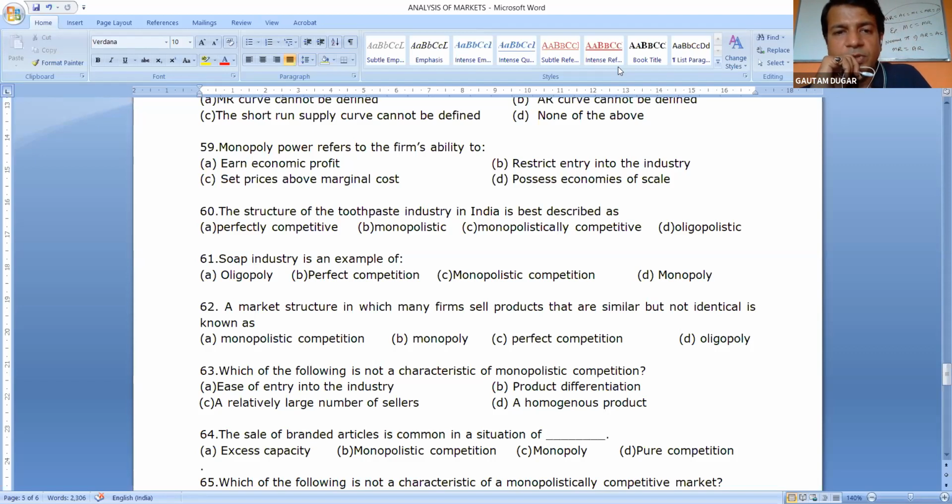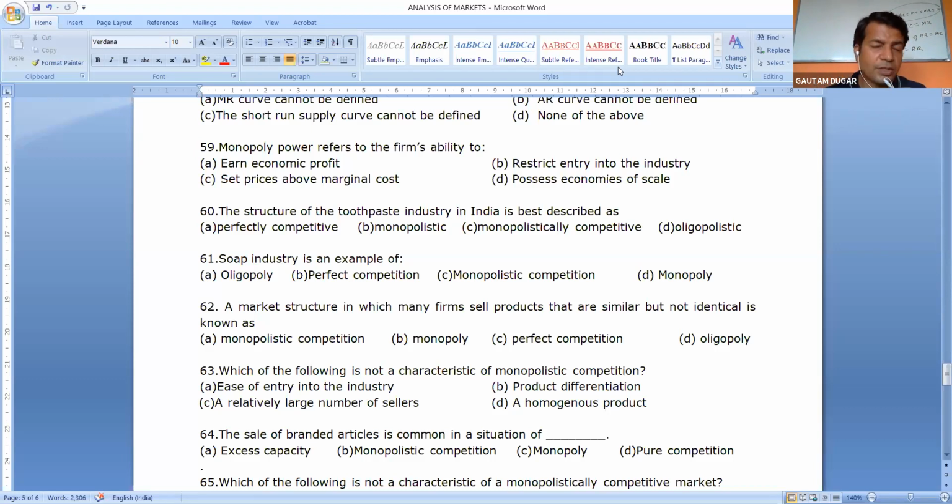Right. Coming to 60, the structure of the toothpaste industry. Now comes the next market structure, monopolistic. What is a monopolistic market? A monopolistic market is a market in which there are a large number of buyers and sellers selling a differentiated product, and there is a presence of huge advertising expenditure. Advertisement cost or selling cost plays a very important role in creating the product differentiation.